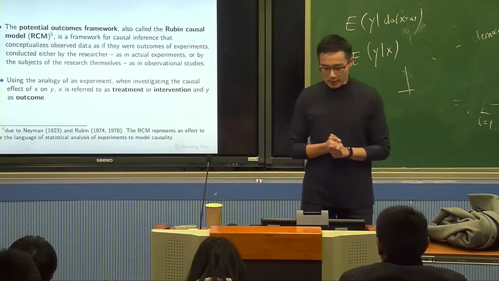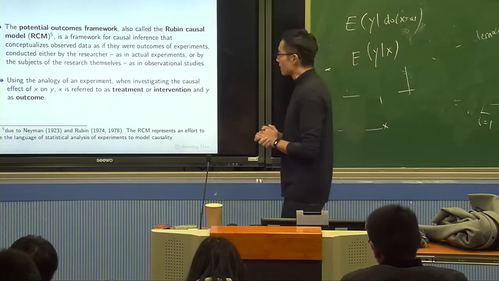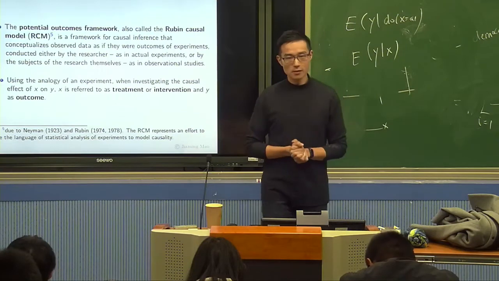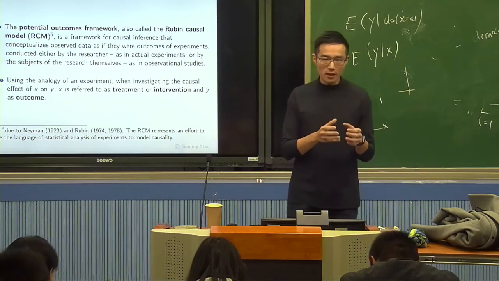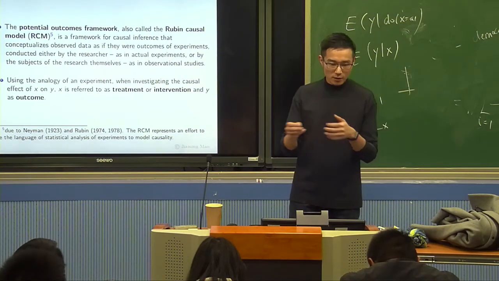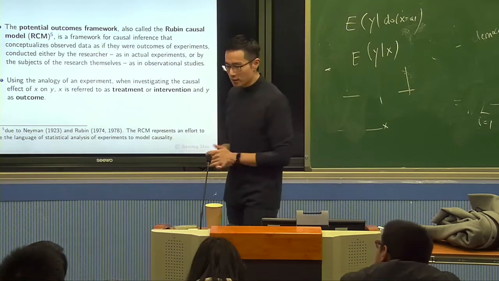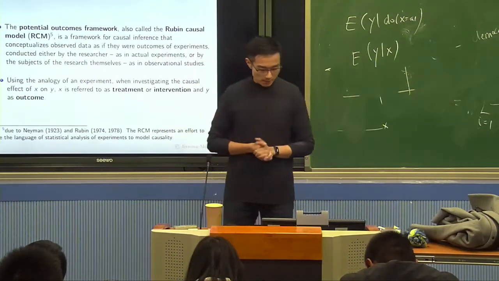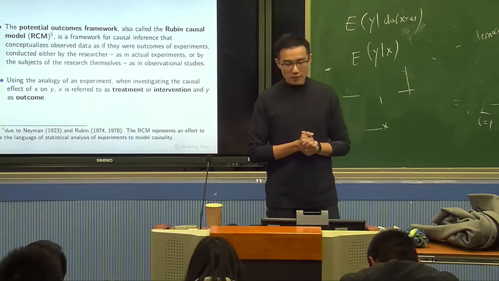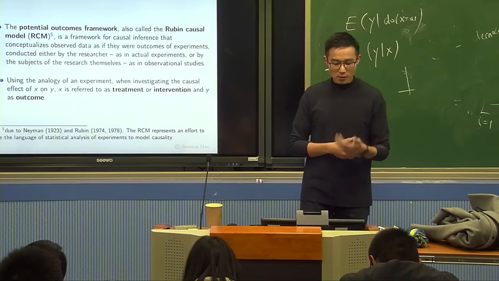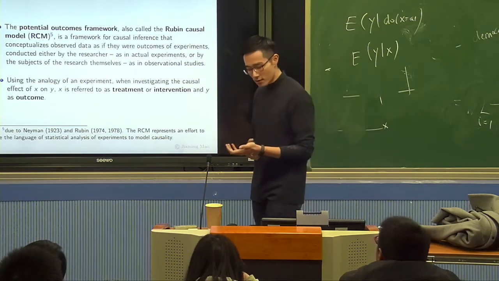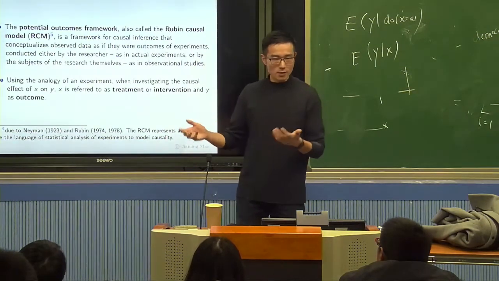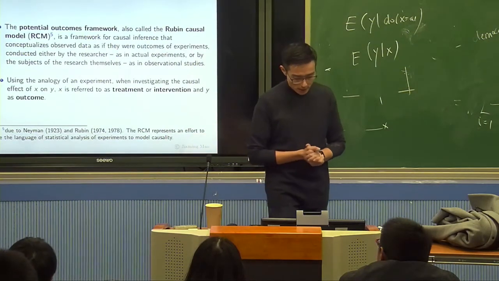So the Rubin causal model is a model for causal inference that conceptualizes observed data as if they are experiments, because the Rubin causal model comes from thinking about experiments. So even though in observational data we see all kinds of data, we're going to try to think about them as if they're outcomes of experiments. Now, some of them may be actual experiments, but most of them you can think about as experiments conducted by the subjects themselves. So we'll see what that means.